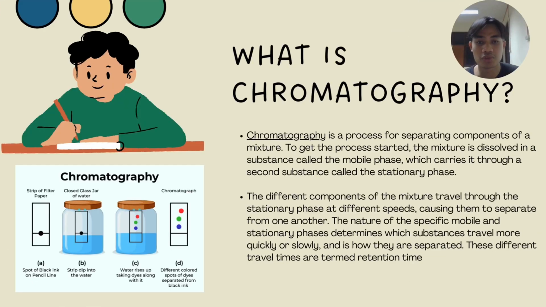So, our group chose chromatography as a topic. What is chromatography? Chromatography is a process for separating components of a mixture. To get the process started, the mixture is dissolved in a substance called the mobile phase, which carries it through a second substance called the stationary phase. The different components of the mixture travel through the stationary phase at different speeds, causing them to separate from one another. The nature of the specific mobile and stationary phases determines which substances travel more quickly or slowly, and this is how they are separated. These different travel times are termed retention time.